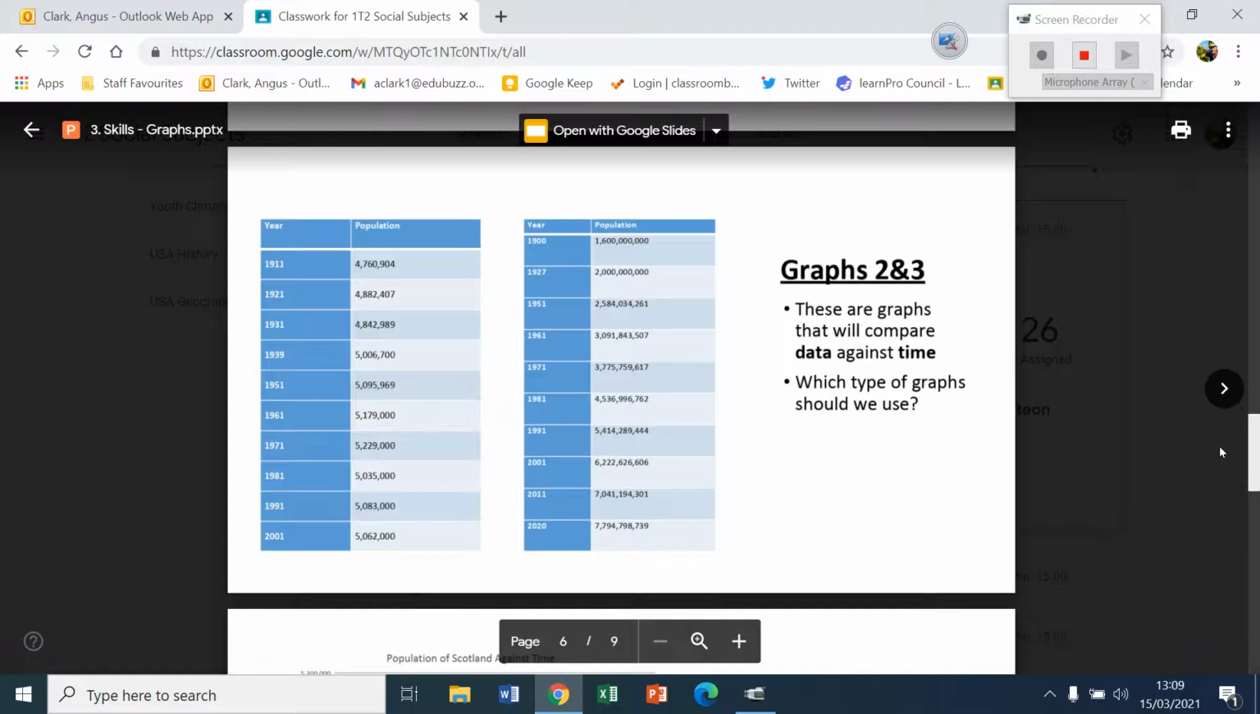So what sort of graph do you think would be the best way to show a change over time of our population, the number of people on the planet? Pause the video, have a think and see what you come up with, and then press play.